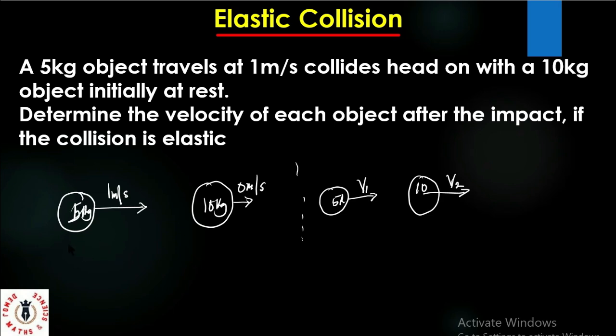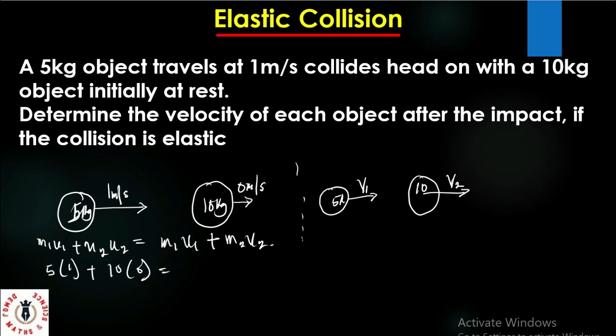Let's start with the momentum. For momentum, we know that m1 u1 plus m2 u2 is equal to m1 v1 plus m2 v2. So if I have a 5 kg ball, my m1 will be 5, my u1 is 1, plus m2 v2, my m2 is 10, my u2 will be 0, is equal to m1 again, my m1 here will be 5, my v1 is unknown, plus my m2 is 10 and my v2 is unknown.